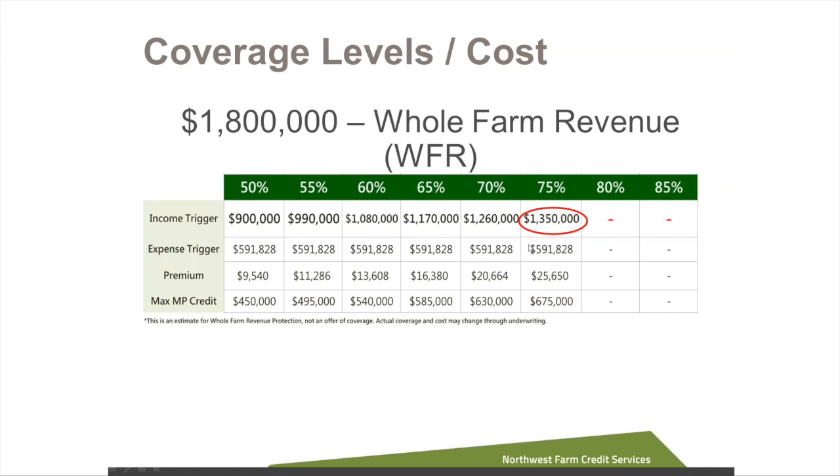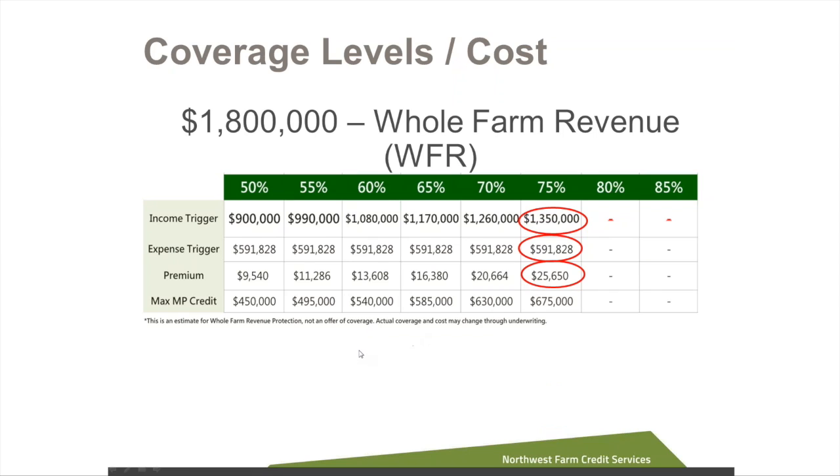If you fall below that income trigger, that's what triggers your indemnity. The policy is going to come in and replace that income that you've fallen below that income trigger. You must meet your expenses. You must have that expense trigger met. And if you don't, again, they reduce that approved revenue.